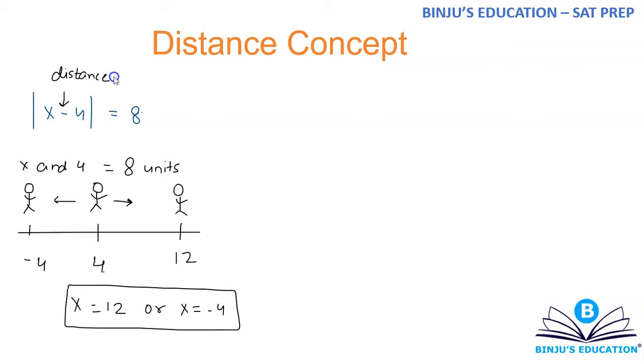Okay, this is what you need to understand. You can also observe that even when x is -4, the result is still 8, because we are talking about distance, right? Mod of -4 minus 4 is 8, because we are talking about the distance between two quantities, and distance is always non-negative.